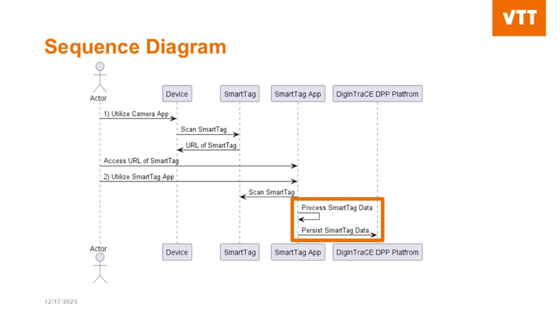Sensor data of the smart tag is then processed and sent to the DigInTraCE DPP platform for storing them in the corresponding DPP. SmartTag app can later, if needed, also read various data from the DigInTraCE DPP platform. These data can be about, for example, the historical sensor data or other product passport data of interest.